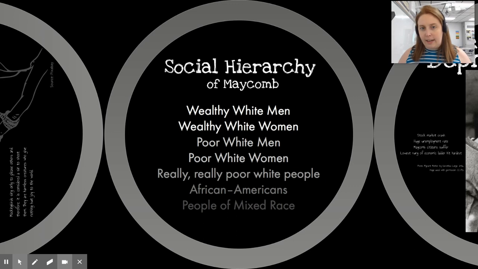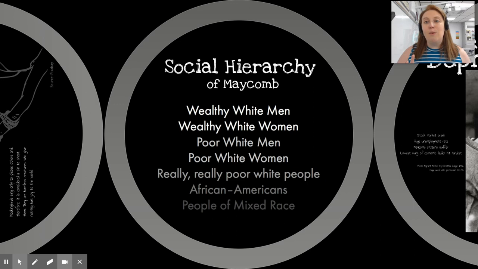So let's look at the social hierarchy that would have existed in Maycomb. This is what the hierarchy would have looked like in the South in America in the 1930s. You have the wealthy white men, and then the wealthy white women, the poor white men, the poor white women, because remember, women and men were definitely not equal during this time. And then you've got the really, really poor white people. This is where the Ewells fit in. And then you have African Americans, and then you have people of mixed race.